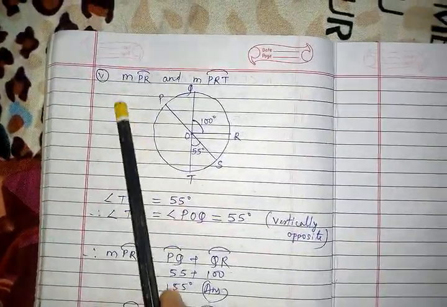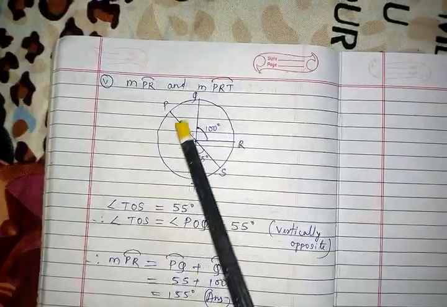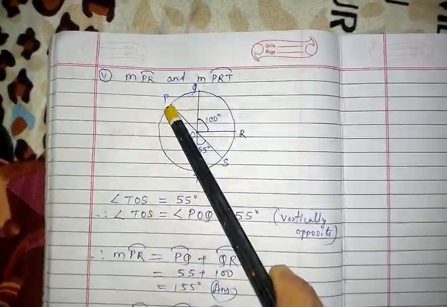Next question, we'll discuss one more question here. Measure the arc PR. We have to measure the arc PR. That means P to R.